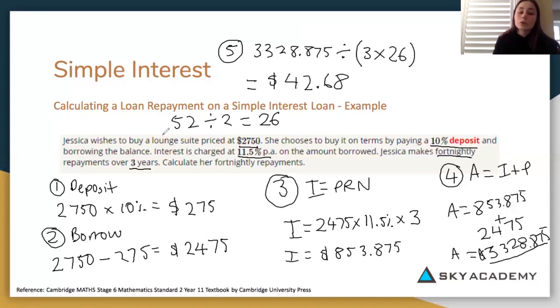So that's how you do loan repayments. You're simply calculating the total to be paid, and once you've found the total to be paid, you are then going to divide by the number of repayments. So if it's monthly, then that's 12 months in 1 year. If it's fortnightly, it's 26 fortnights in 1 year.